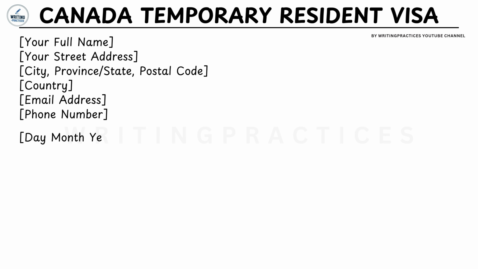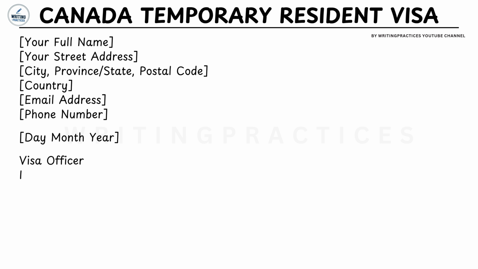Date. Next, write the date you are submitting the letter. For example, 30 April 2026. Canada commonly uses the day-month-year format in official correspondence. Including the date shows when your application was prepared and submitted. Always use the full month name instead of numbers to avoid confusion between different international date formats.